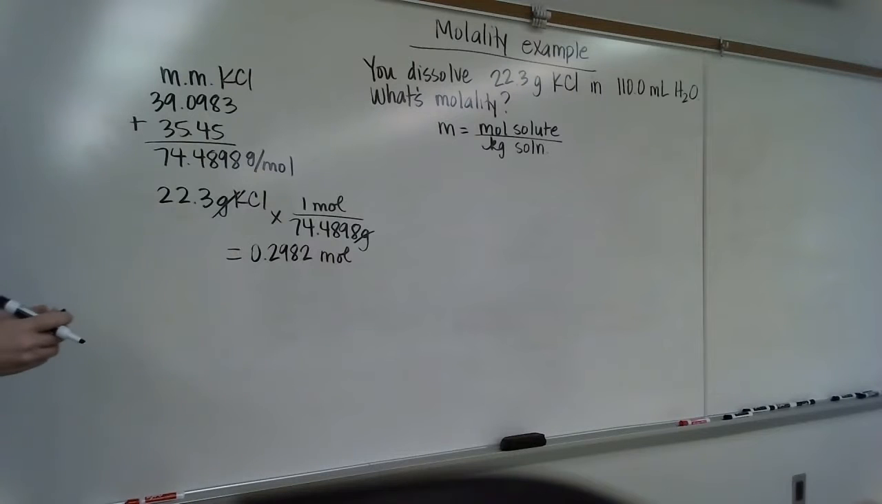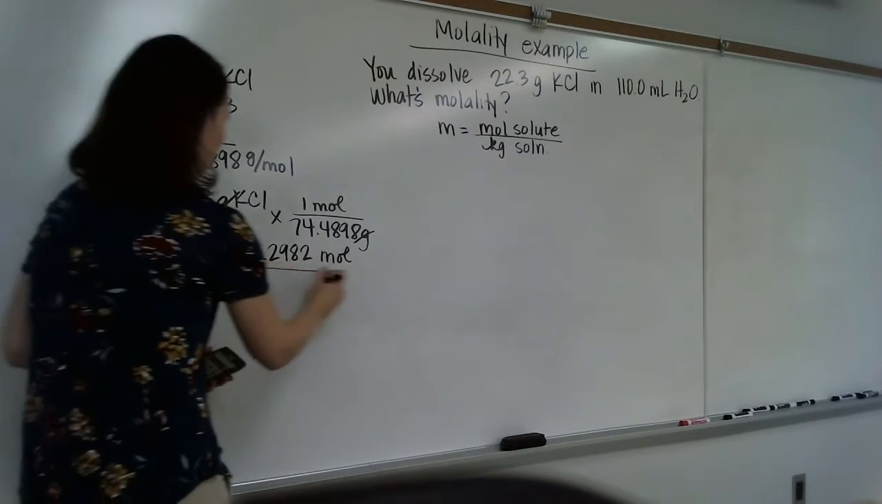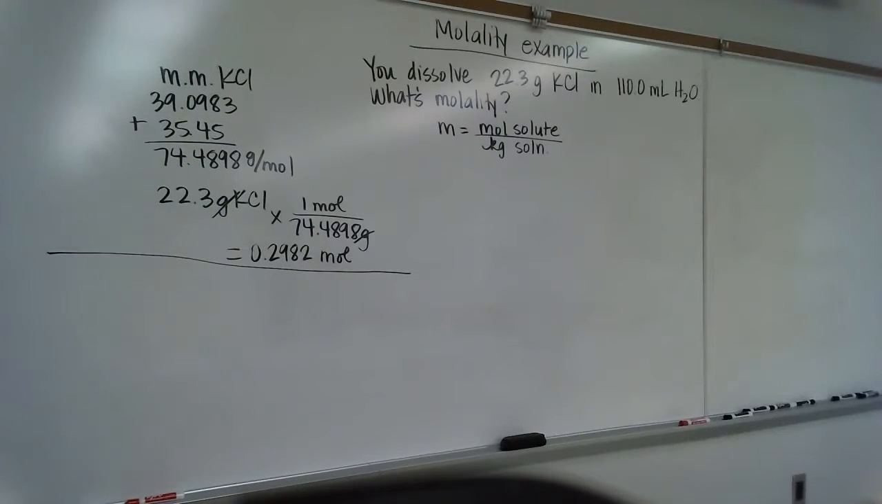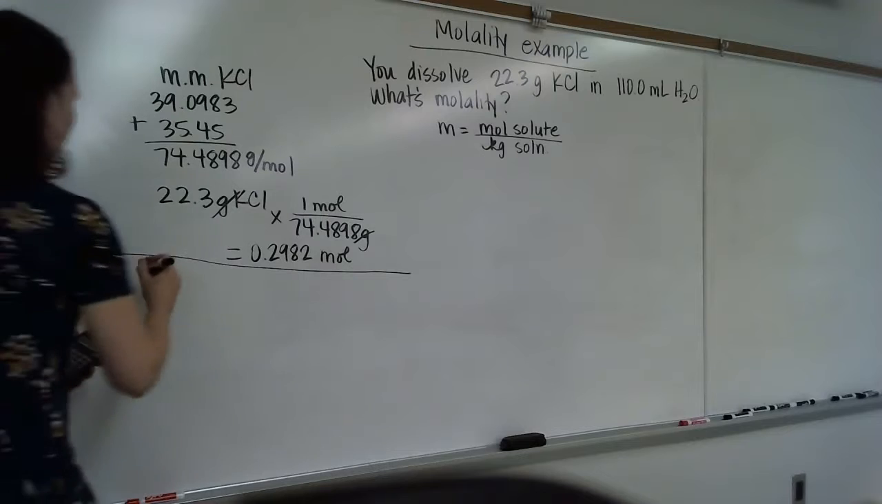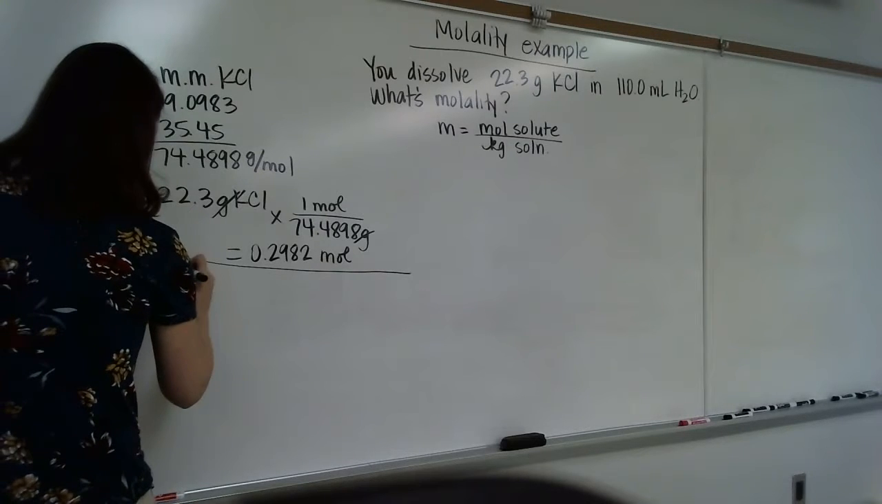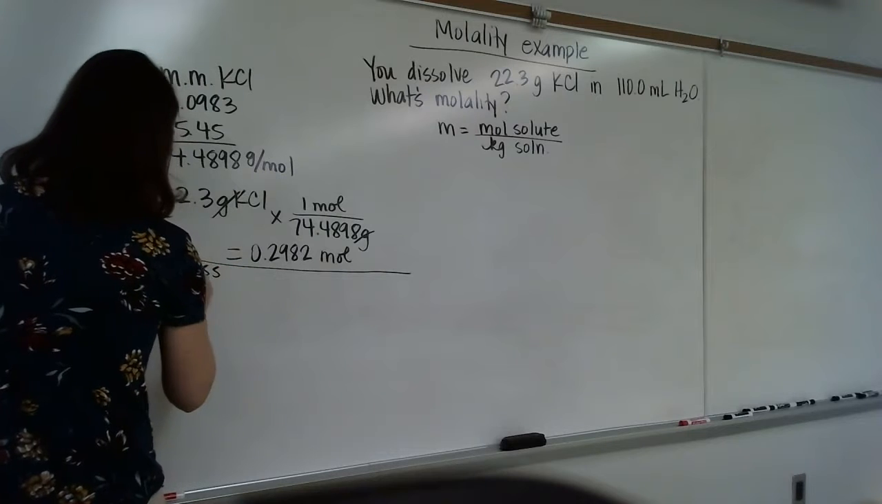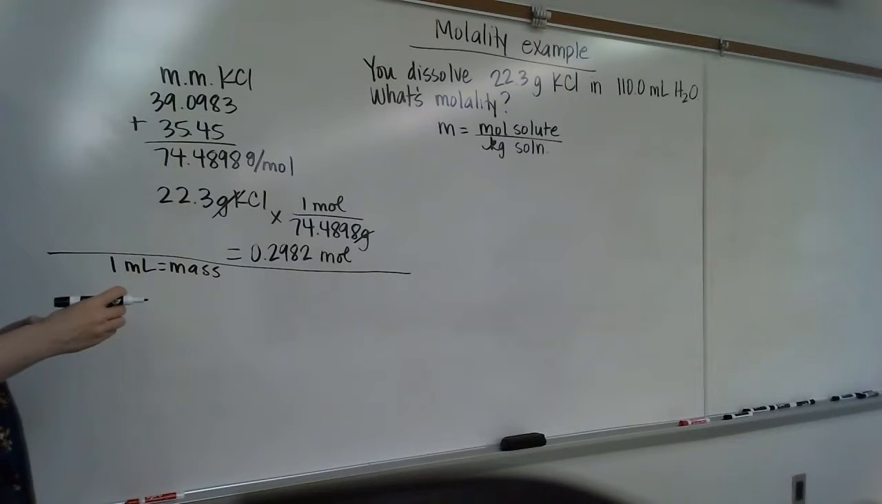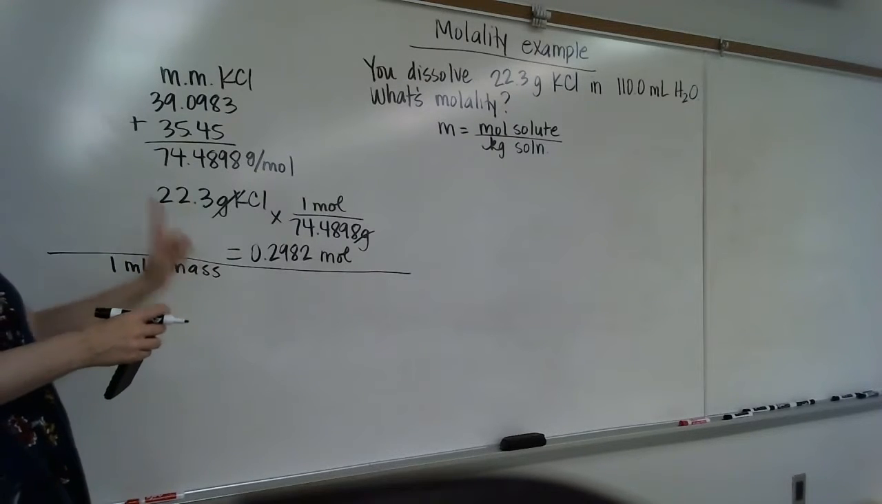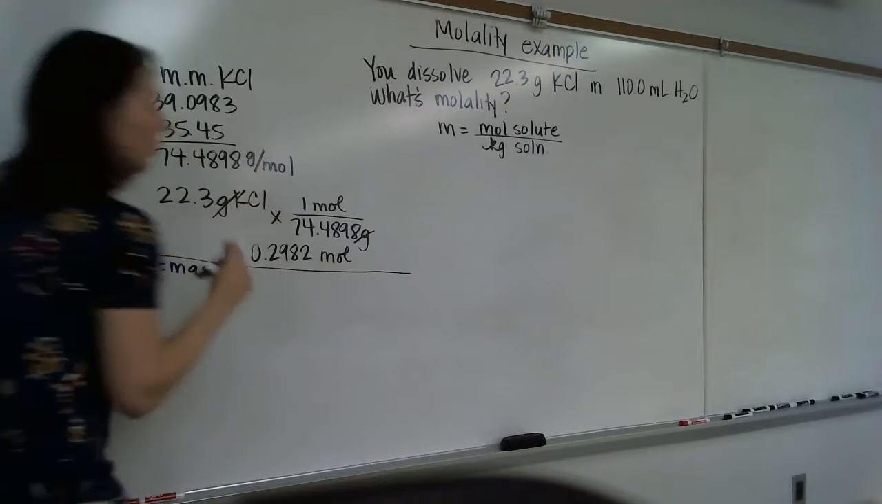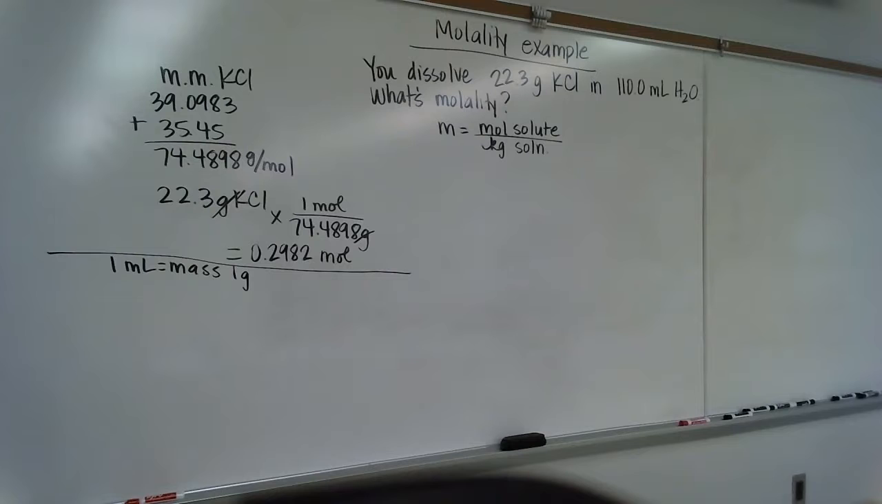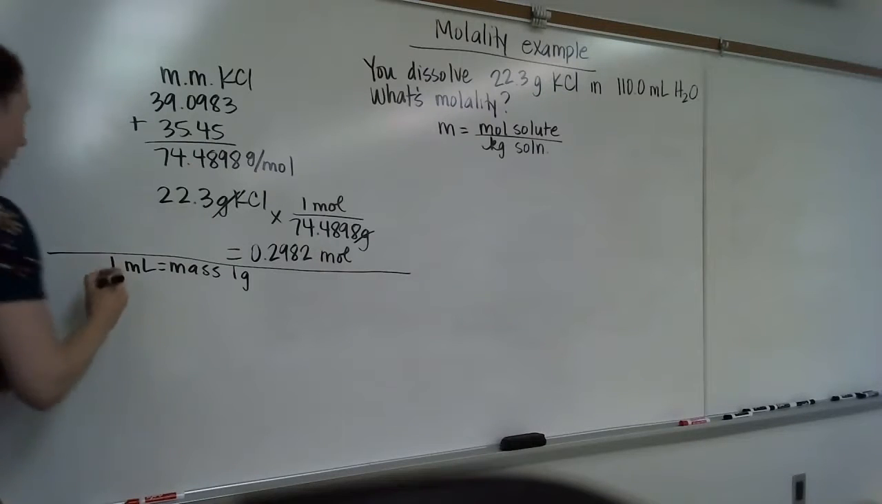And now we have to do a second calculation. We have to deal with the water. So that's the part dealing with the KCl. We also have to deal with the water as well. 1 milliliter of water has a mass of what? Does anyone know? This is only special for water. 1 milliliter of water has a mass of 1 gram. That's a unique property of water. Its mass and its volume are the same because its density is 1 gram per milliliter.